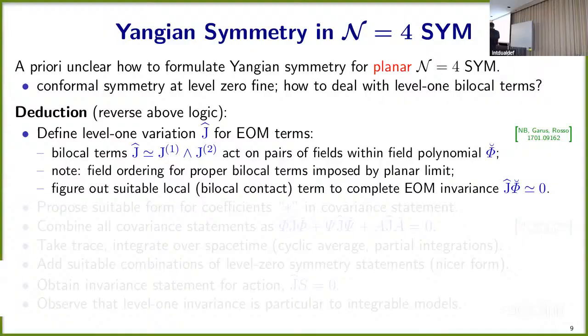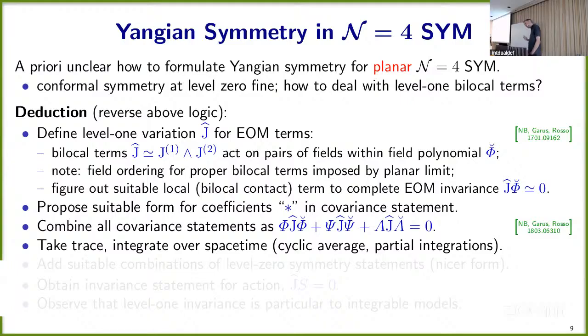Now, this wasn't quite enough. You had to figure out suitable local terms, which you could see as contact terms for the bilocal terms, to really complete the equation of motion invariance. So when you act with this, with properly adjusted local terms, on all equations of motion, you get 0, at least on shell. Then next, we also found a way to determine the coefficients in front of the terms that you find here, which are all proportional to the equation of motion, but you need to know the coefficients.